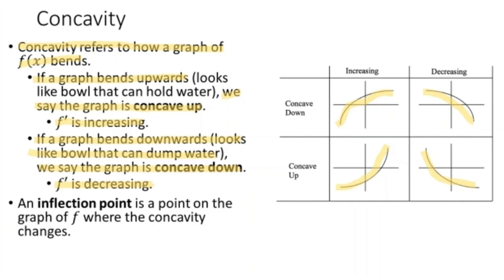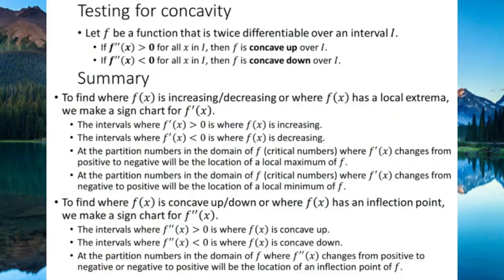Some graphs may have a change in concavity. A point on the graph of f where the concavity changes is referred to as an inflection point. Now, how exactly do we test for concavity? We'll let f be a function that is twice differentiable over an interval I. If f double prime of x is greater than 0 for all x in I, then f will be concave up over I. On the other hand, if f double prime of x is less than 0 for all x in I, then f is concave down over the interval I.